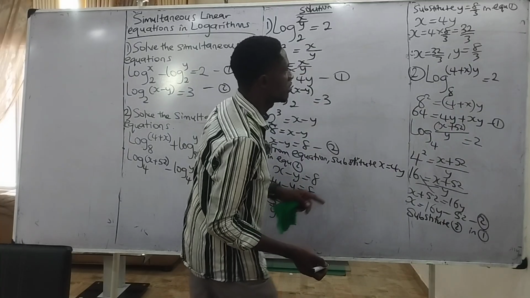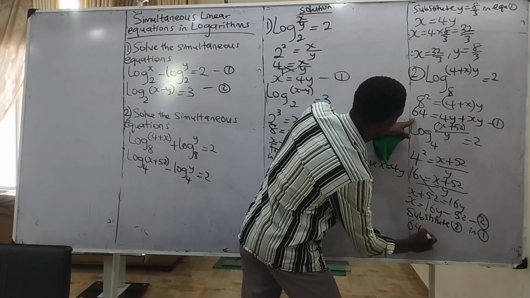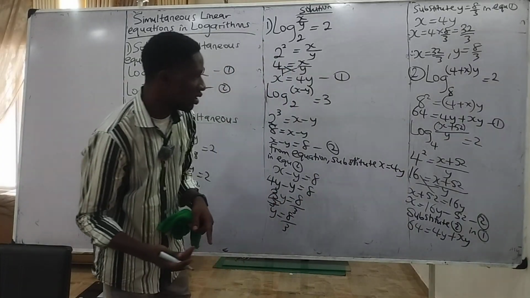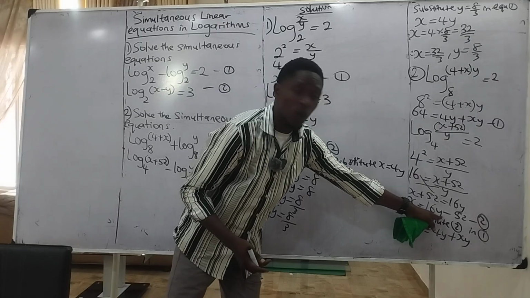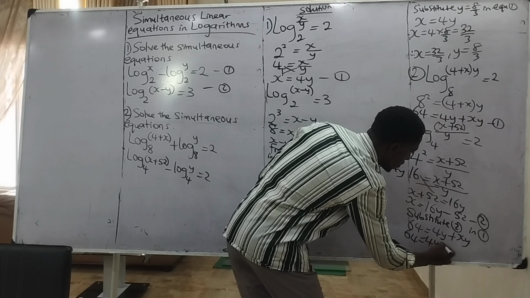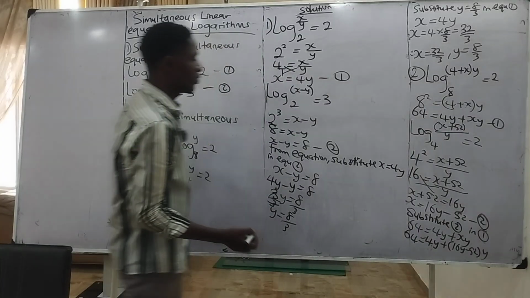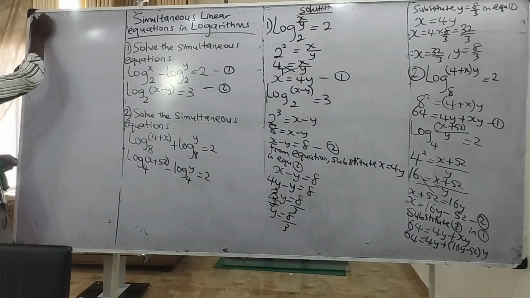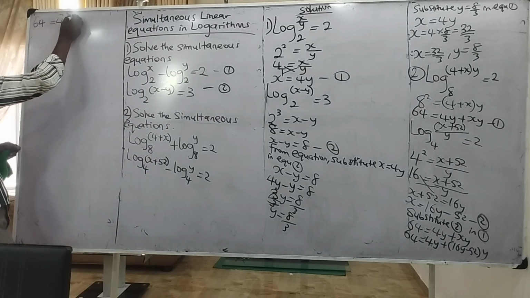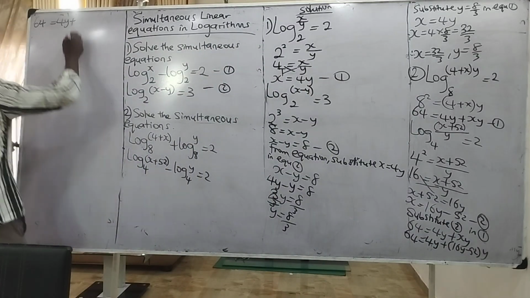And where is equation 1? Here. We have 64 is equal to 4y plus xy. So anywhere I see x, I will put 16y minus 52. So I have 64 is equal to 4y plus our x, which is (16y minus 52), times y. So I have 64 is equal to 4y plus y times 16, 16y is 16y squared.